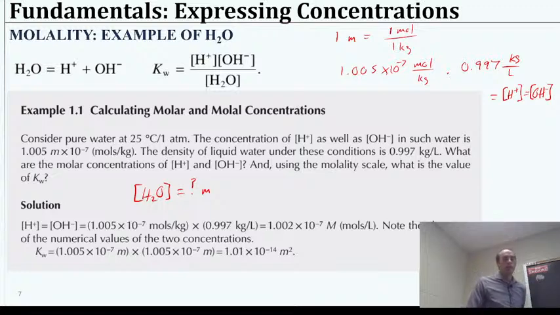So we'll let the book give us the formal answer here and say, the H plus is equal to the OH minus. That's 1.005 times 10 to the minus 7 moles per kilogram times that density. So 1.002 times 10 to the minus 7 moles per liter. They're very close. And then Kw we could find by multiplying those two in the numerator.